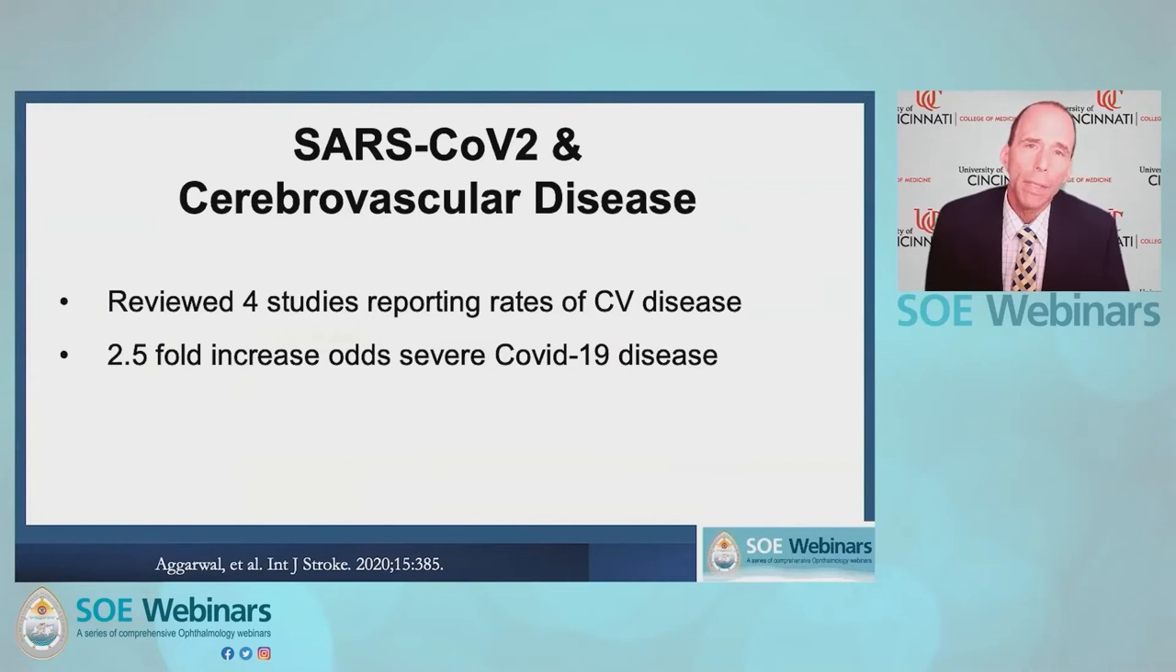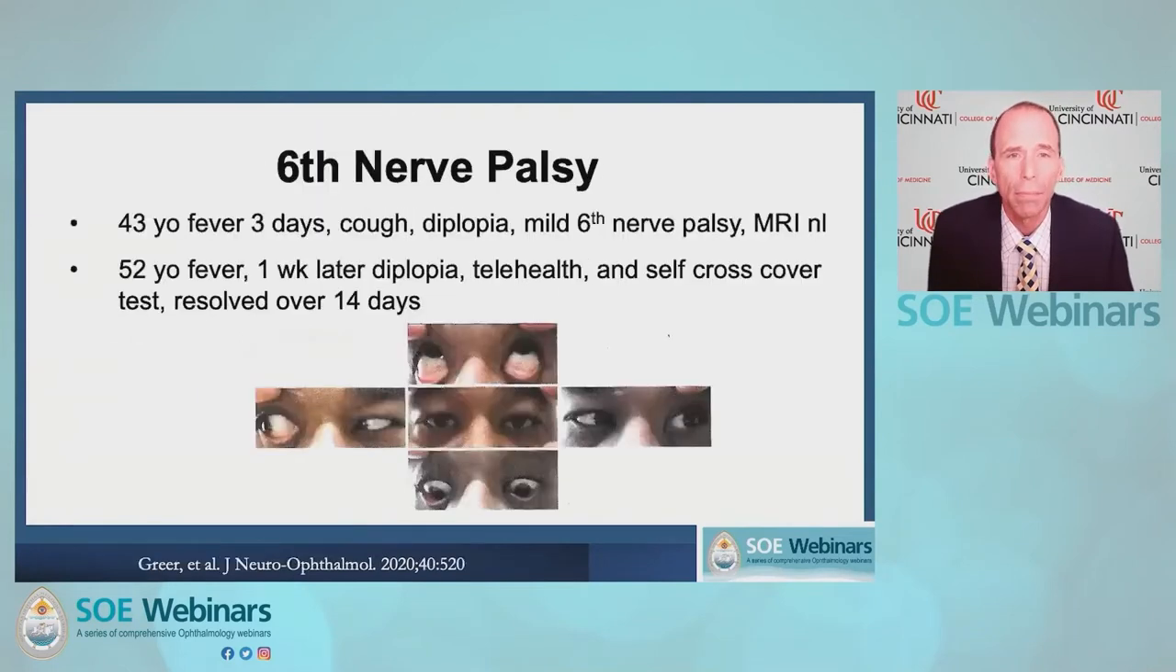Agrawal looked at cerebrovascular disease specifically and reviewed 4 studies that reported rates of cerebrovascular disease and found that if you have cerebrovascular disease, you're more likely to have severe COVID-19, which probably makes sense. In terms of neuro-ophthalmologic problems, certainly cranial nerve palsies have been reported. Some of the first reports, this one from Greer and associates, reported two patients with sixth nerve palsies.